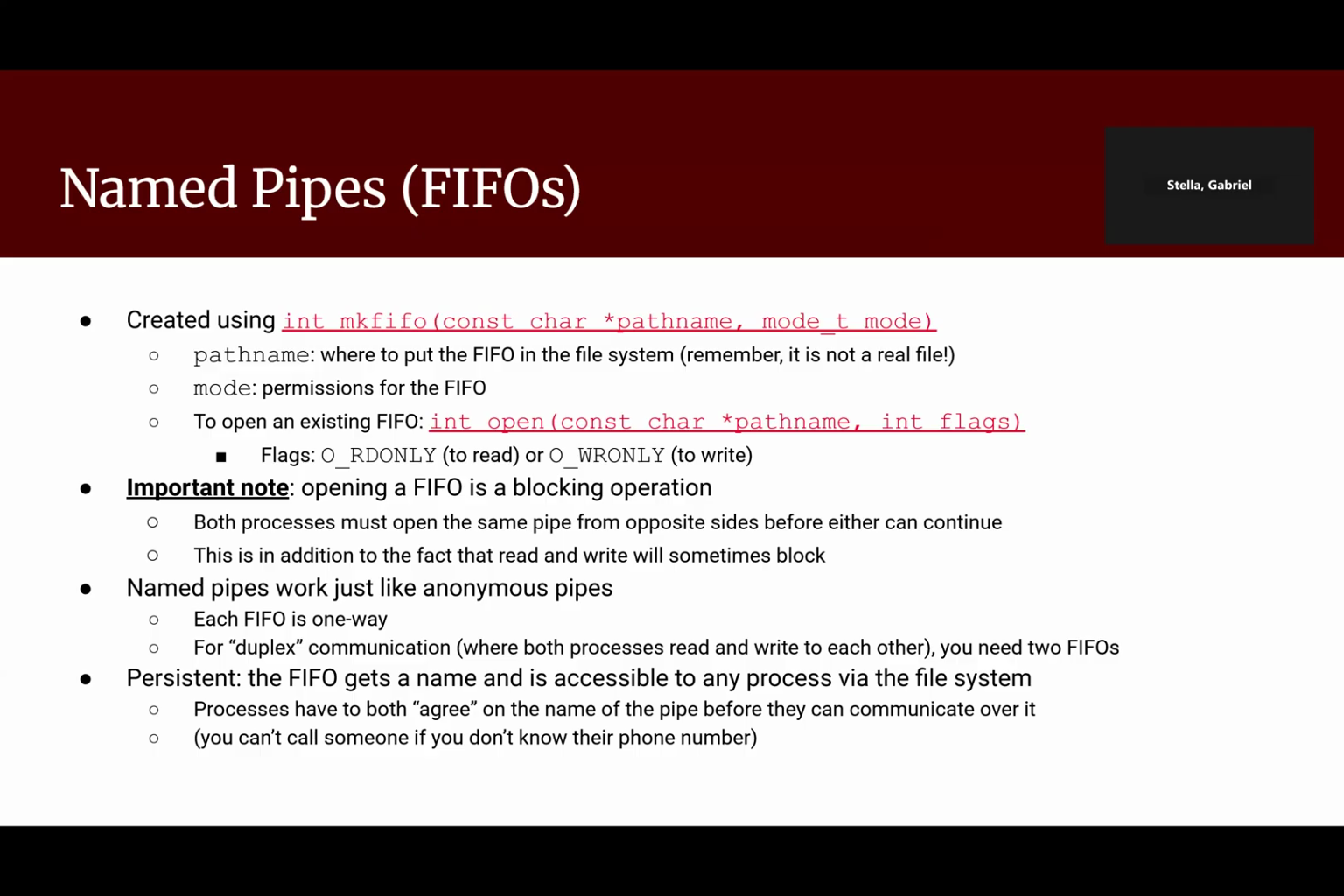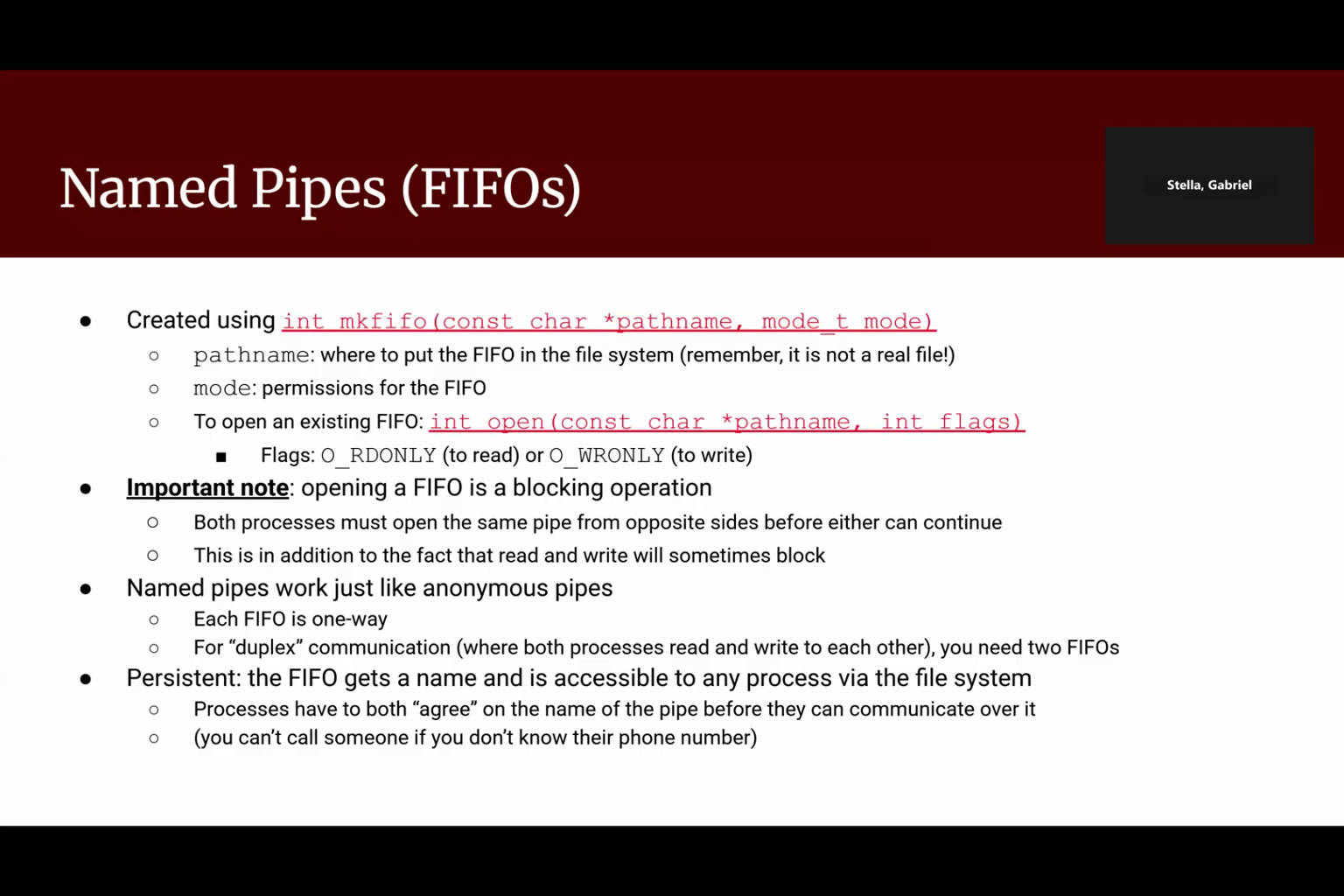So a really important thing to note about FIFOs, these named pipes, is that the open system call is actually blocking. Basically, a FIFO can only be used once both sides have opened it, one for reading and one for writing. And so once a process opens a FIFO on one side, the process will block until another process comes and opens the other side of the FIFO. And of course, this is in addition to the fact that the reads and writes also sometimes block.